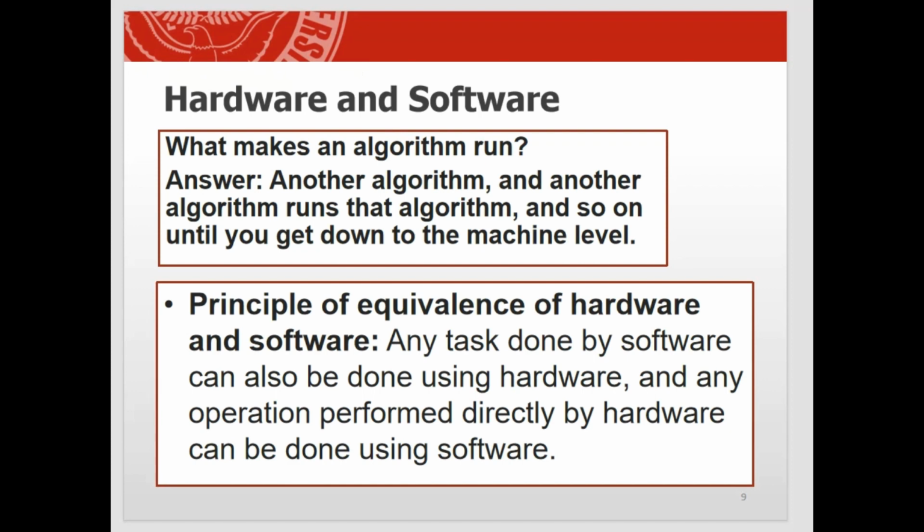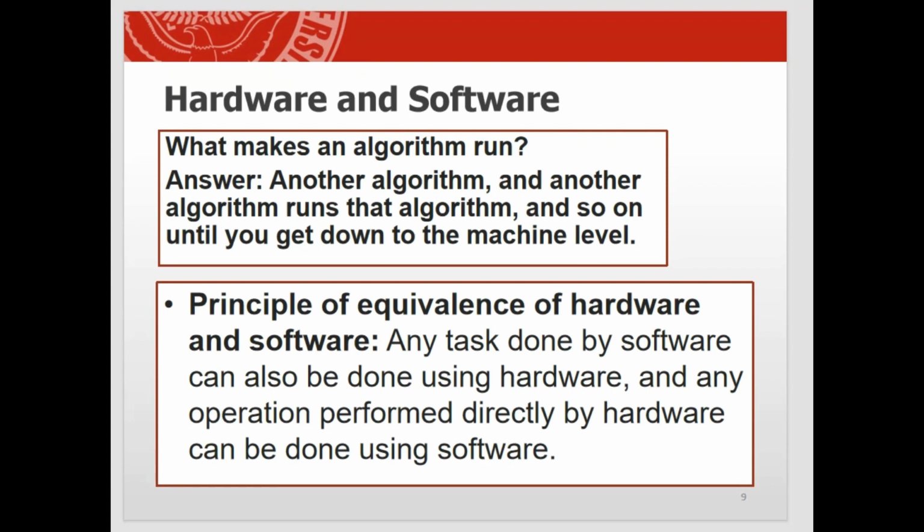So, what makes an algorithm run? So, ang answer dyan is that another algorithm, and another algorithm runs that algorithm, and so on and so forth until you get down to the machine level. So, an algorithm is run by another algorithm that is run by another algorithm and so on and so forth. So, yun ang answer niya. Okay. So, thus, modern computers are actually implementations of algorithms that execute other algorithms.